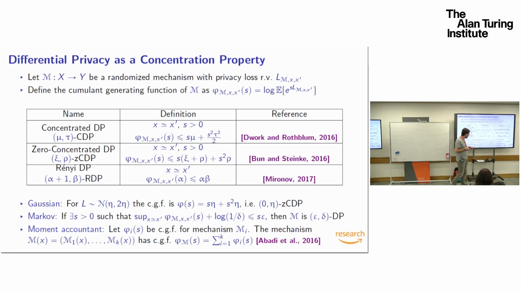It basically says that if you have a bunch of mechanisms, Mi, and each one of them has cumulant generating function phi i, and you look at the composition, so you apply M1 up to Mk on the same data set, then the cumulant generating function of M is exactly, so there's no inequality here, the sum of these guys. So you can control exactly how these things accumulate.